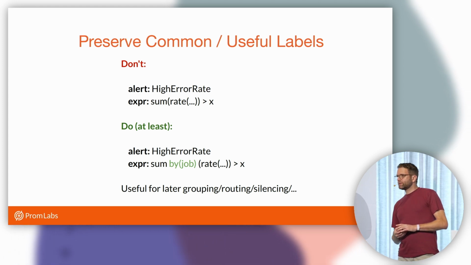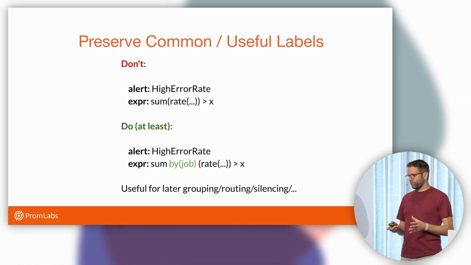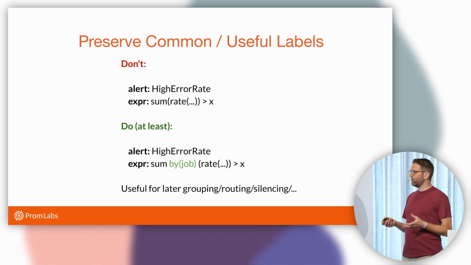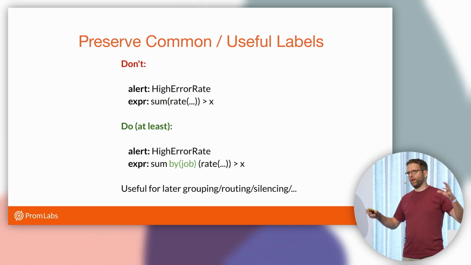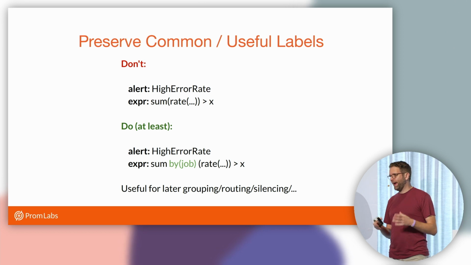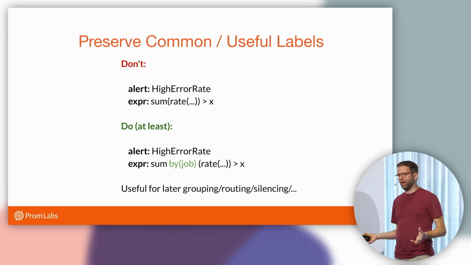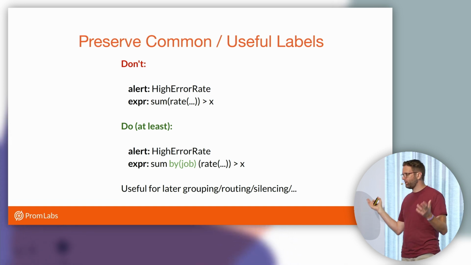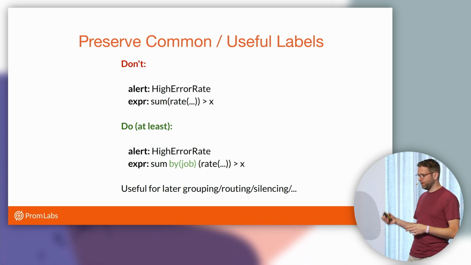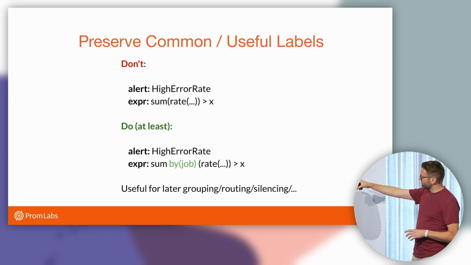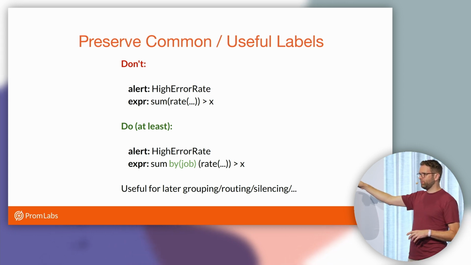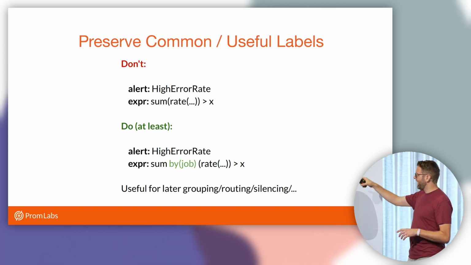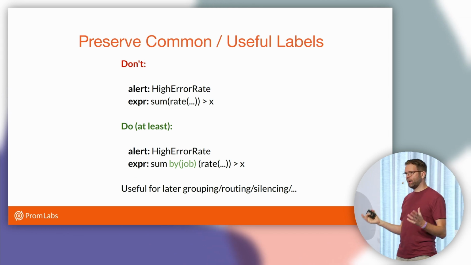Also in alerting rules, a lot of people want to alert on the overall behavior of a system. So they use, for example, the sum aggregator to aggregate over a whole bunch of time series to get a total rate of something, and then say like, hey, if this error rate is too large, please alert me. But then they don't put any modifier after the sum aggregator to keep some of the labels.